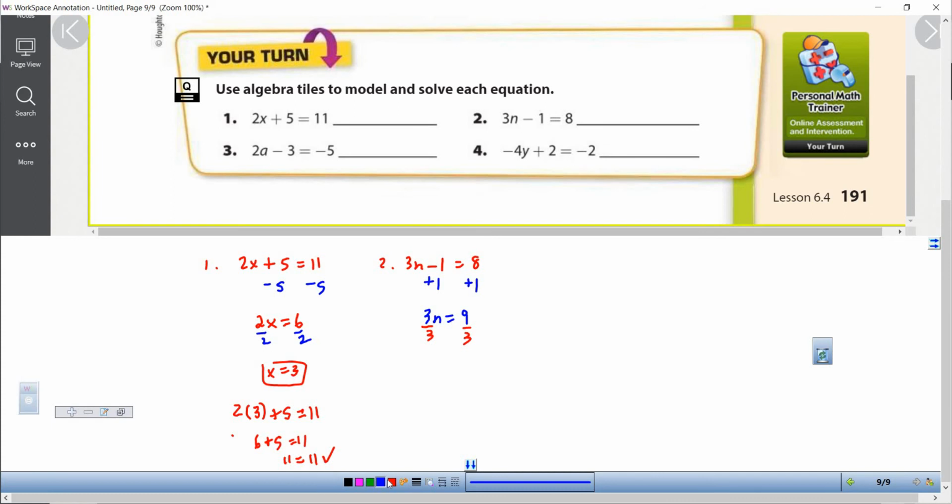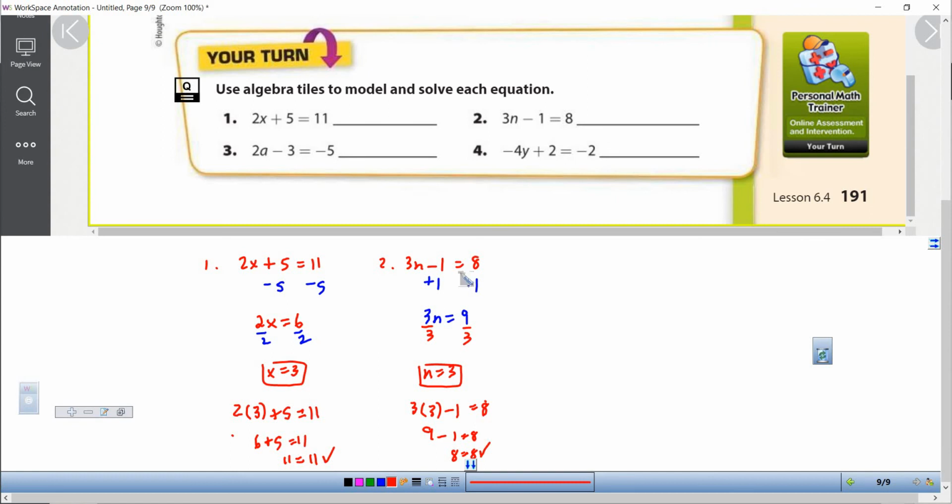And what do I get when I divide both sides by 3? I get n is equal to 3. I guess that was supposed to be red and that was supposed to be blue. Not a big deal here. So let's go ahead and check our answer. 3 times 3 minus 1 is supposed to equal 8. Well, 3 times 3 is 9. 9 minus 1 is 8. 8 equals 8. It checked.